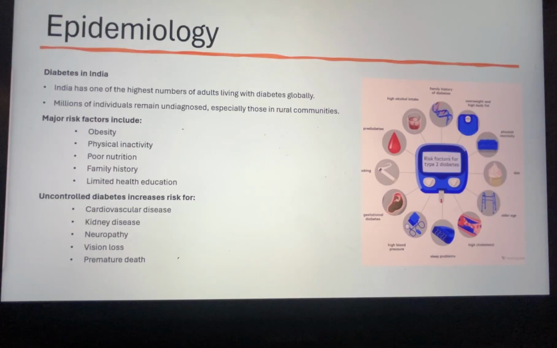Uncontrolled diabetes increases the risk for cardiovascular disease, such as hypertension or hyperlipidemia. It can cause kidney disease and can result in kidney failure. Neuropathy, which is basically just nerve damage, especially in the lower extremities for our diabetics. Vision loss, such as blindness, and premature death as well.